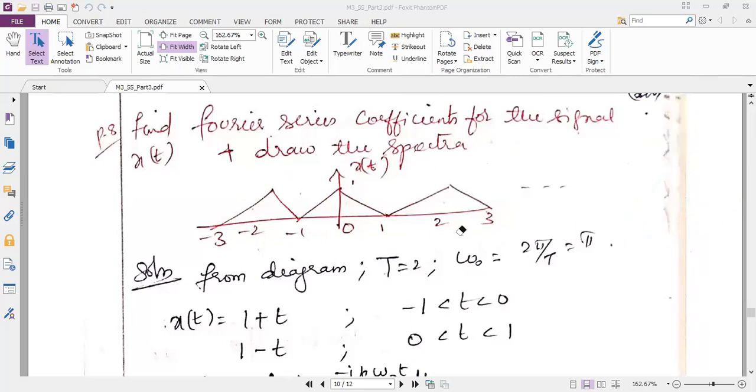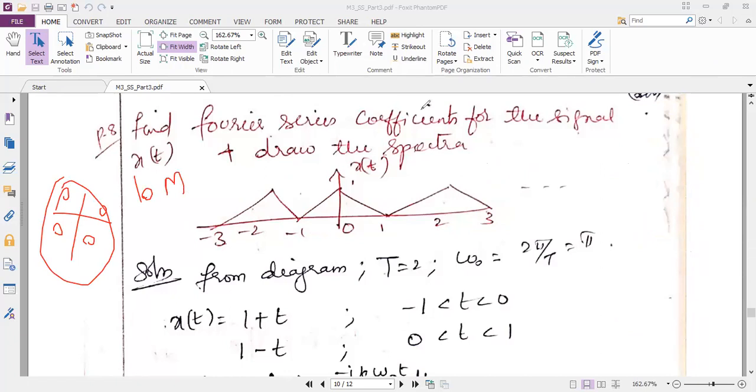I want you to just copy this question. This question was asked for 10 marks, because the steps are more in this problem. 10 marks, it is very important. It is a 10 marks problem. So just copy the question first.